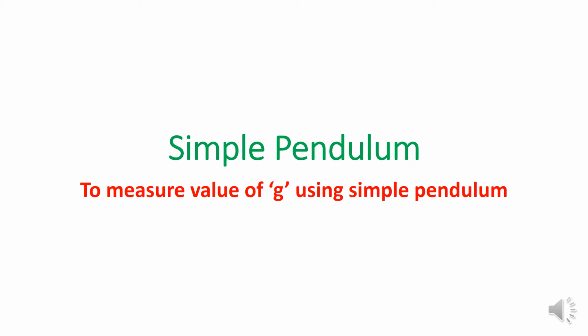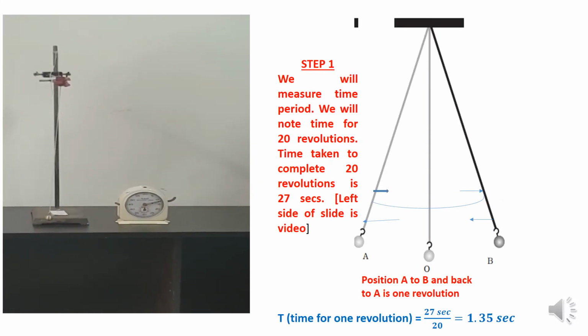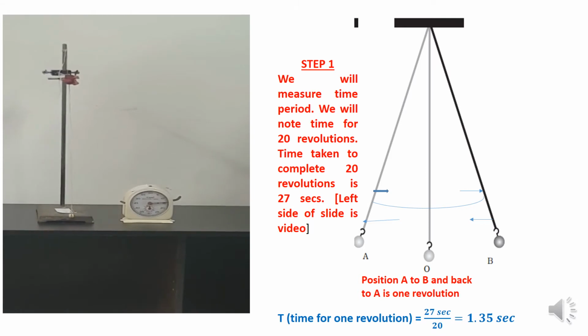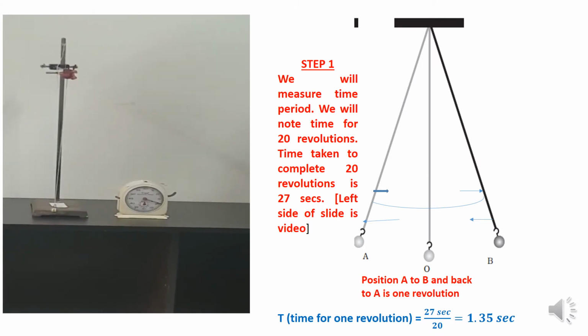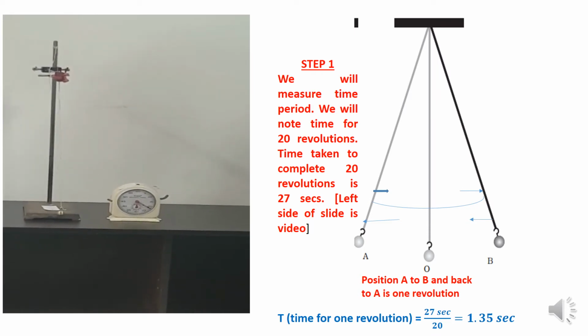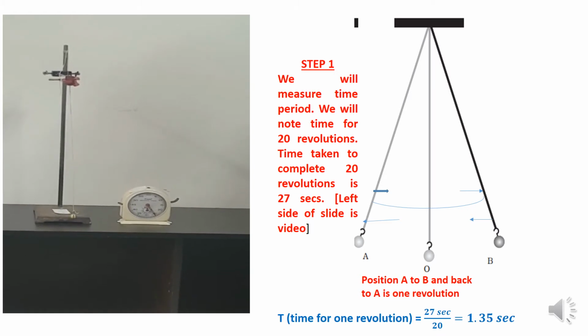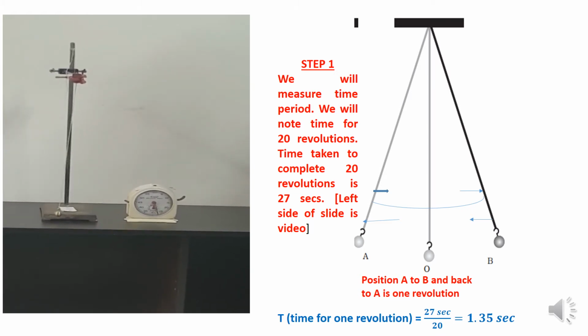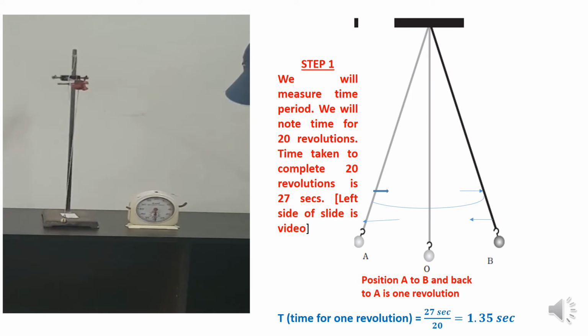This experiment is to measure the value of G using the simple pendulum. The first step to measure the value of G, that is acceleration due to gravity, is that we will measure the time period, that is the time for one revolution. For that we will use this. This is a simple pendulum, right?